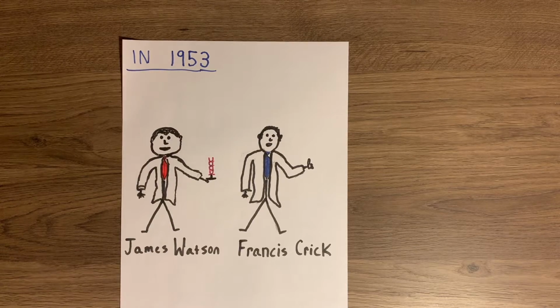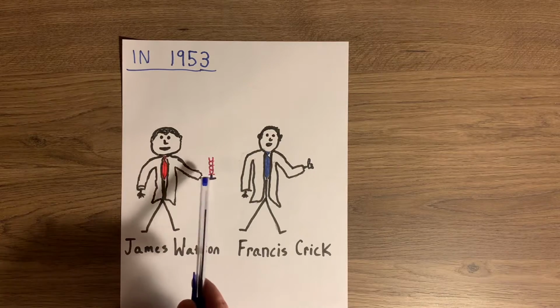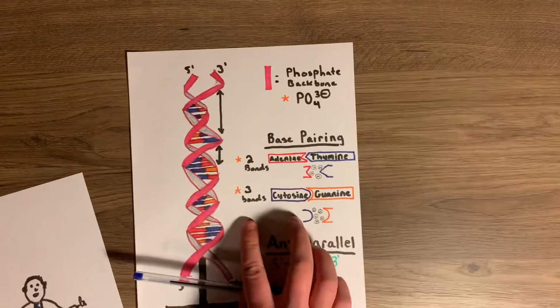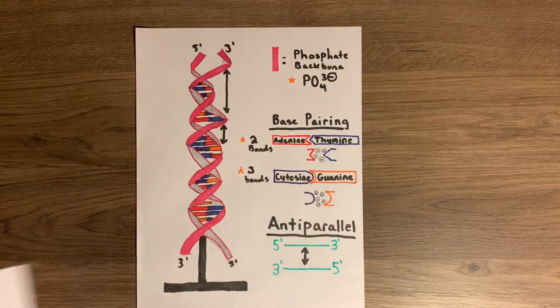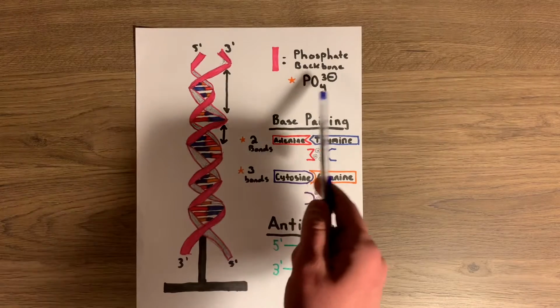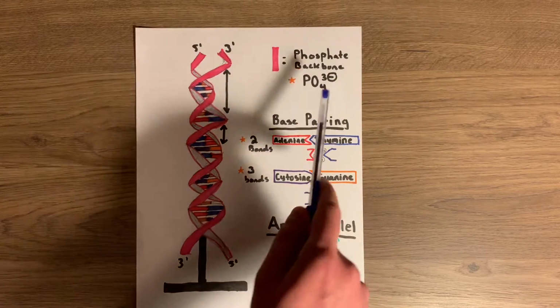Today's lesson takes us back to 1953, when two microbiologists proposed that our DNA structure was a double helix. Zoomed in, it is going to look like this. Our double helix is composed of a phosphate backbone with this formula. It's negatively charged, and remember that for later.